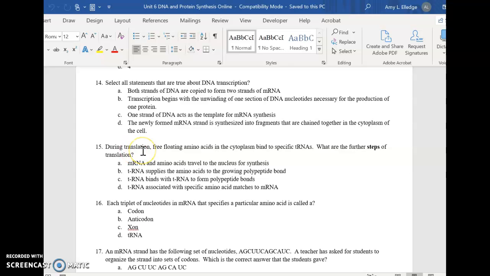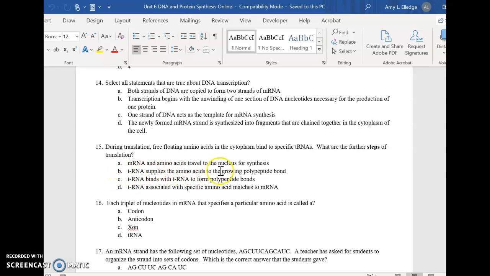All right, 15. During translation, free-floating amino acids in the cytoplasm bind to specific tRNAs, because they're transfer RNAs. They're transferring the amino acids. What are the further steps of translation? All right, so tRNAs have picked up amino acids. What else has to happen? A, mRNA and amino acids travel to the nucleus. Well, where does translation occur? Is that in the nucleus? You're making a protein. That's at the ribosome. So A is incorrect.